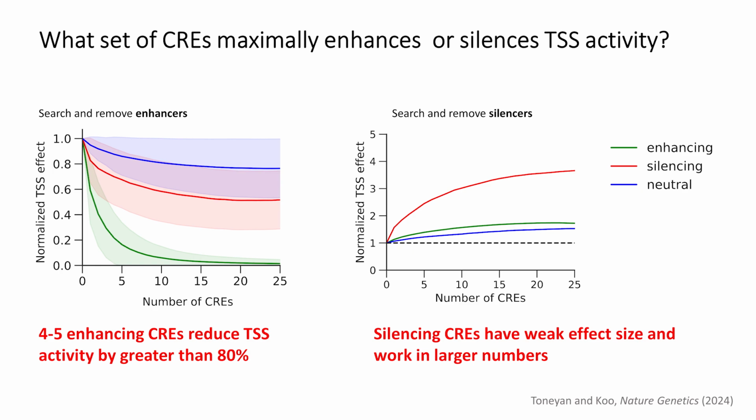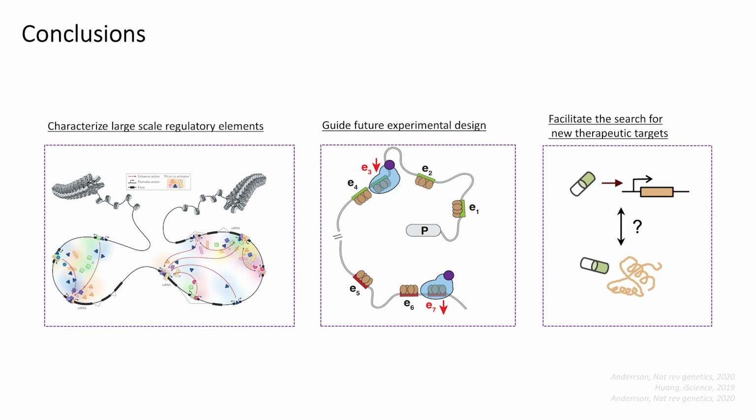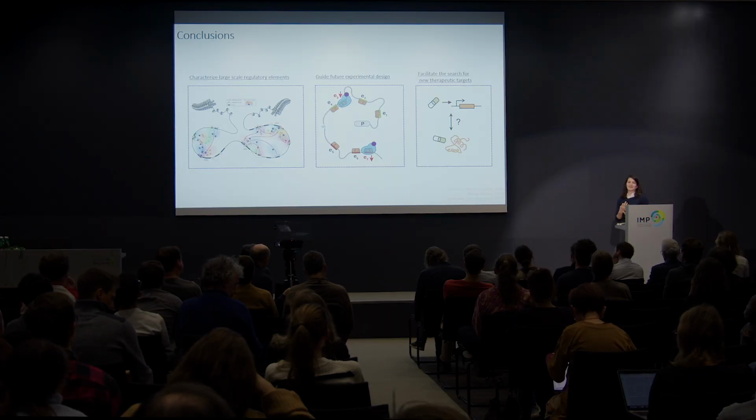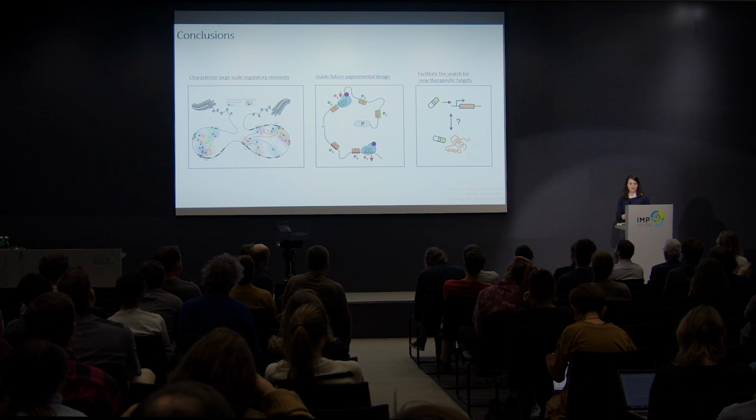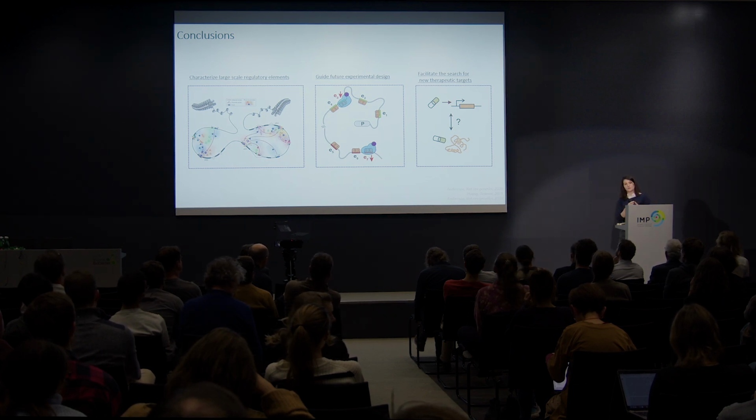To conclude, we have shown that Informer learns a complex set of regulatory interactions, and this can be used to characterize the cis-regulatory landscape of a gene. Of course, this is entirely done through the lens of the model, and we don't claim that this is the actual real biology. What we hope to achieve is to guide future experimental design and narrow down the search space for interesting elements that will then need to be validated in real life. Finally, if coupled with other techniques, this can also hopefully facilitate the search for new therapeutic targets.